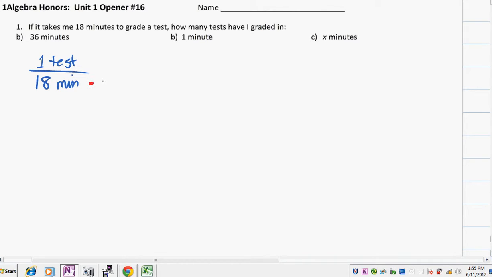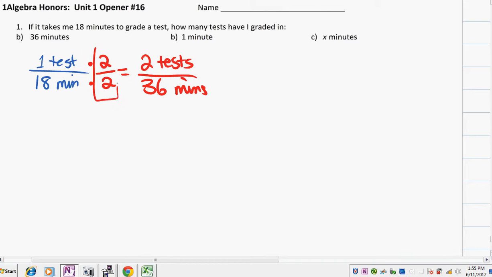Well, to get to 36 minutes, I have to multiply that by 2, which means I have to multiply this by 2. So I'll have two tests per 36 minutes, which is the same as one test per 18 minutes. When I multiply top and bottom by 2, what I'm really multiplying by is 2 over 2, which is just 1, so I haven't changed the value. So here I would have graded 2 tests.